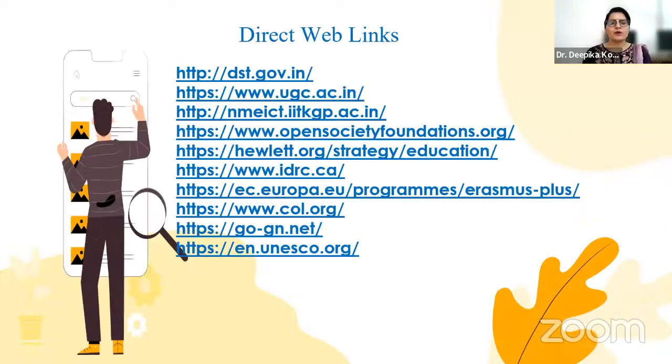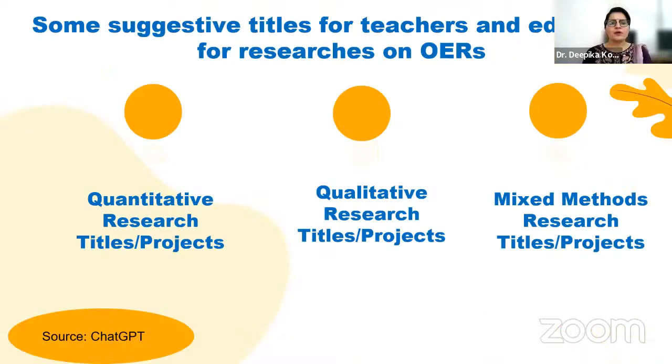Now, some suggestive titles for teachers and educators for research on OER. We have three major types of research: quantitative, qualitative, and mixed research, right? So I know we have a shortage of time, but I want to stick to my presentation.